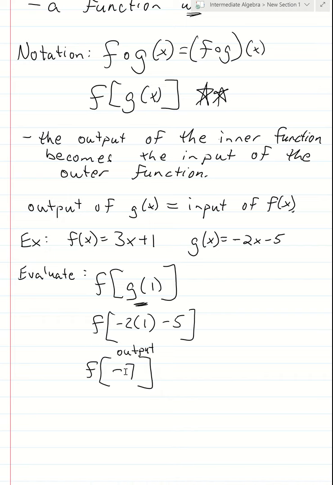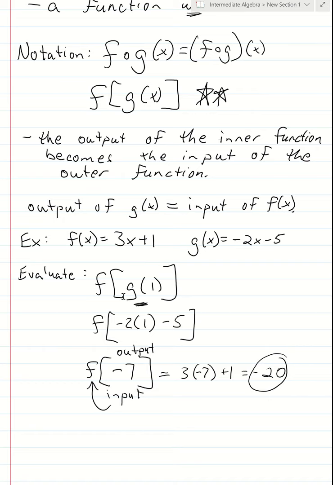Now it's that output that occurs inside these brackets, so that is going to now become the input of the function f. And so what does f tell us to do? F tells us to take the input, multiply it by 3, and then add 1. So we're going to do 3 times the negative 7 plus 1 more. And now we would once again use the order of operations to simplify this. And in doing so, you would get a negative 20. And that would be your answer to this particular composite function.